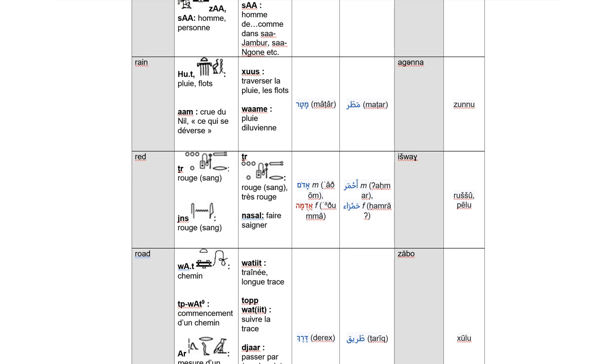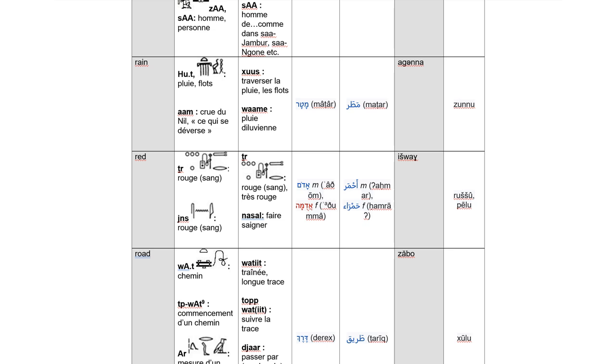You have here rain. You have here in Egyptian hot, which means rain, and also floods. In Wolof, you have hus, which means to go through the rain. In Egyptian, it also means flood. An example is the flood of the Nile.